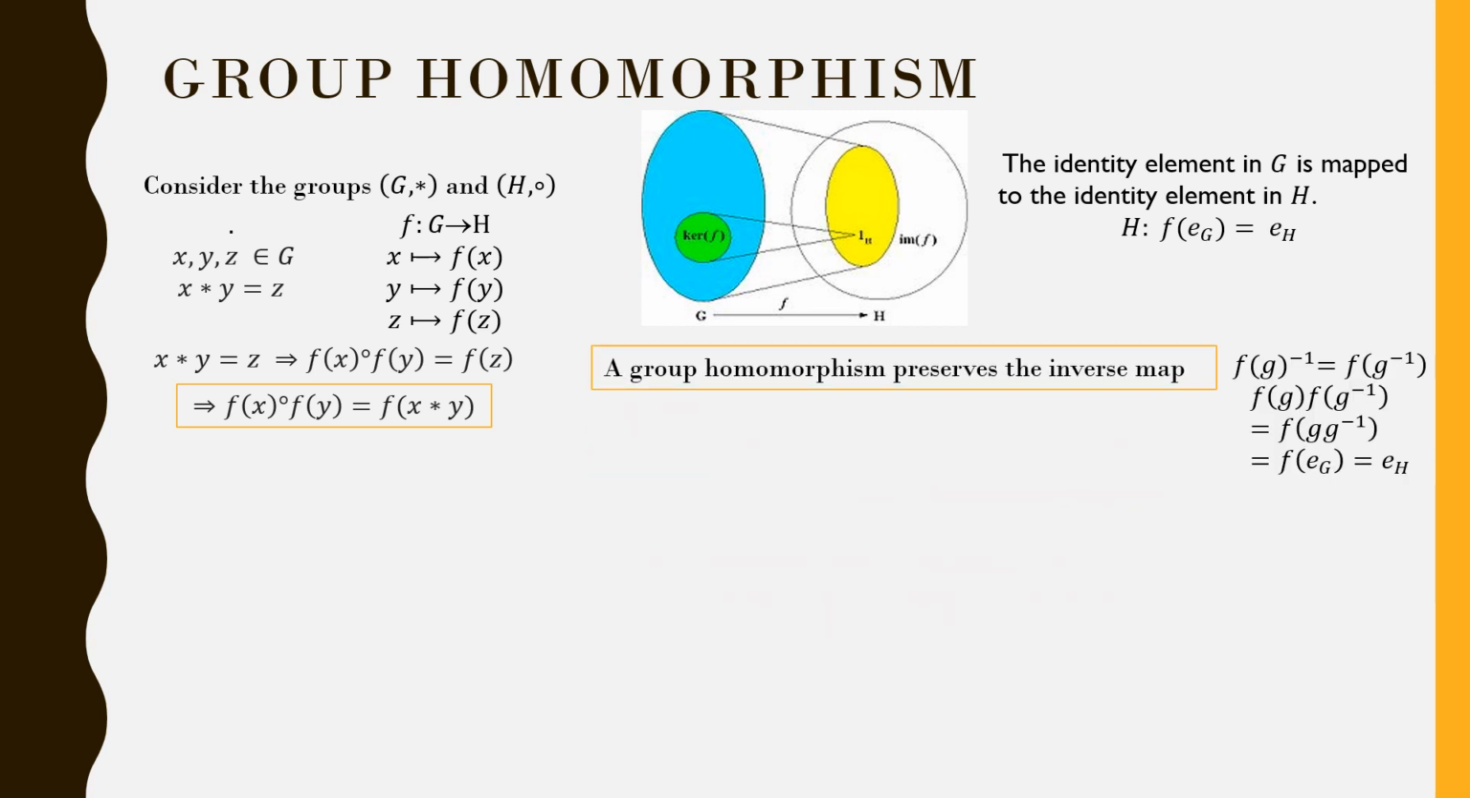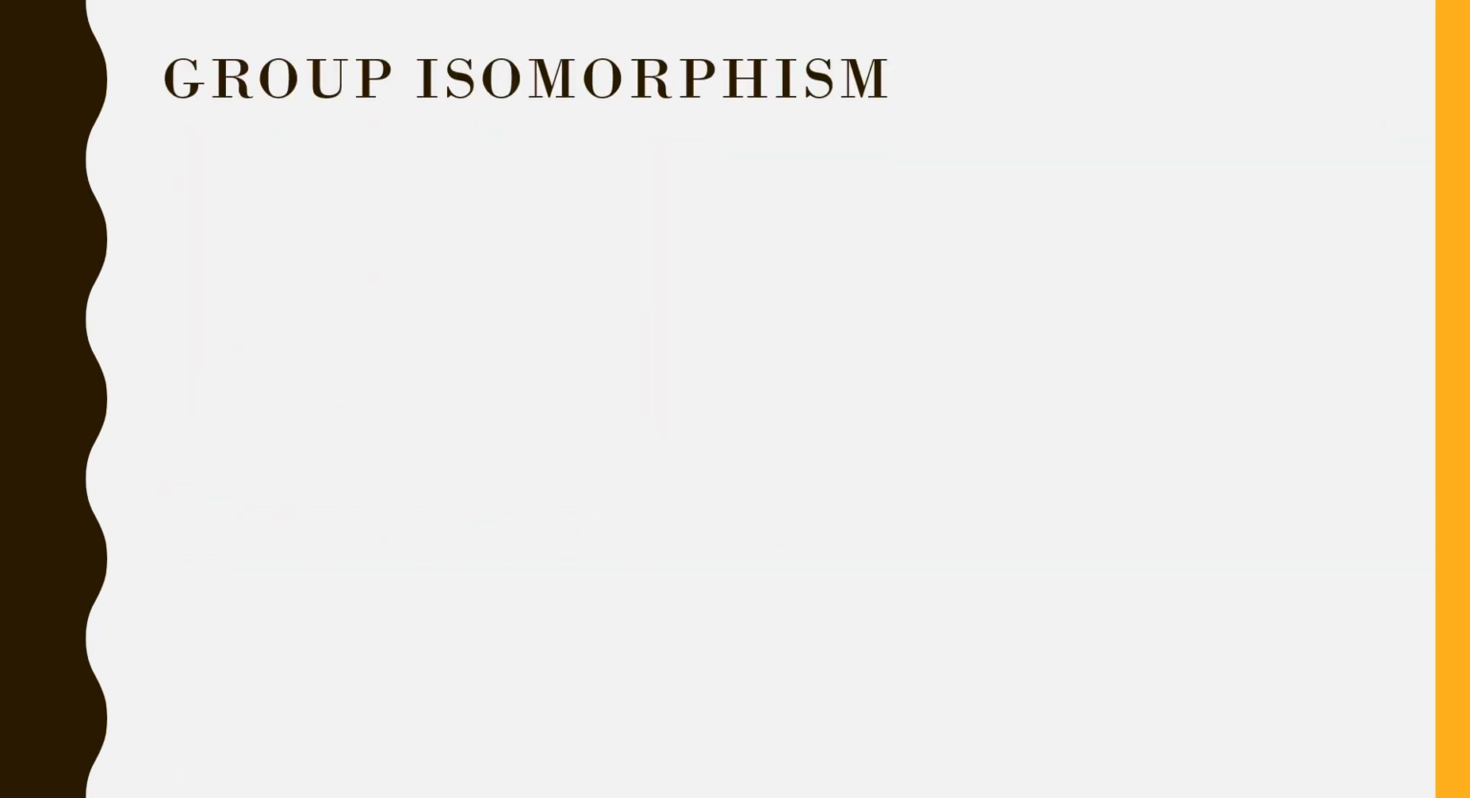The kernel of the homomorphism is the set of elements of G that are mapped to the identity of H. The image of the homomorphism is the subset of elements of H to which at least one element of G is mapped by F. The kernel is a normal subgroup of G and the image is a subgroup of H.